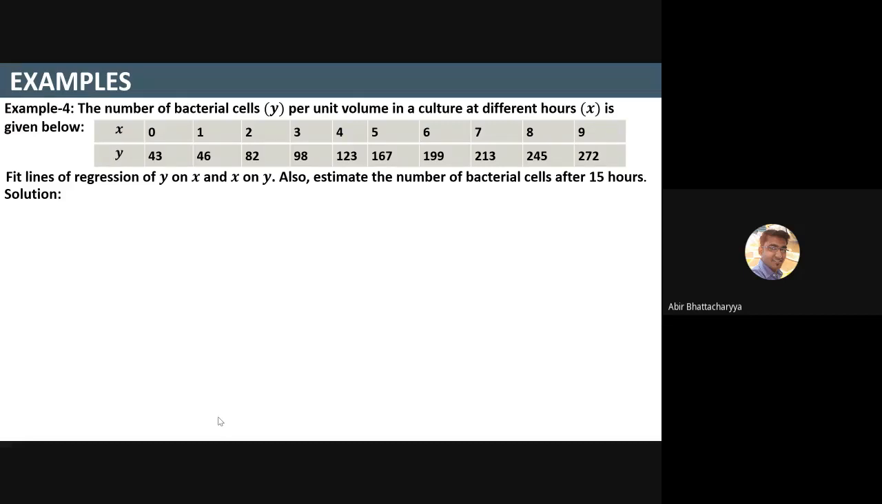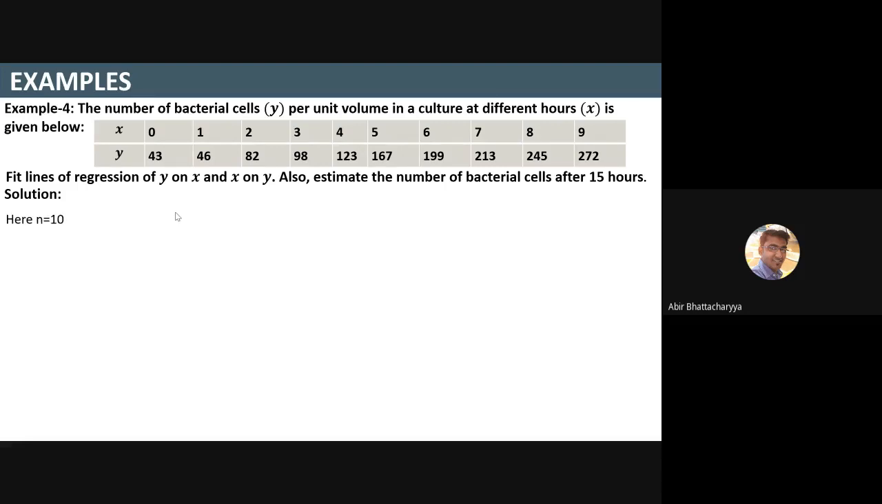Now, how many data points are there? So n equals, you can easily find out, the total number of data points, 9, I think, or 10. 0 to 9 means 10. So you have to find the regression line of y on x and x on y, both. At last, you have to estimate the number of bacterial cells after 15 hours. What would be the answer?